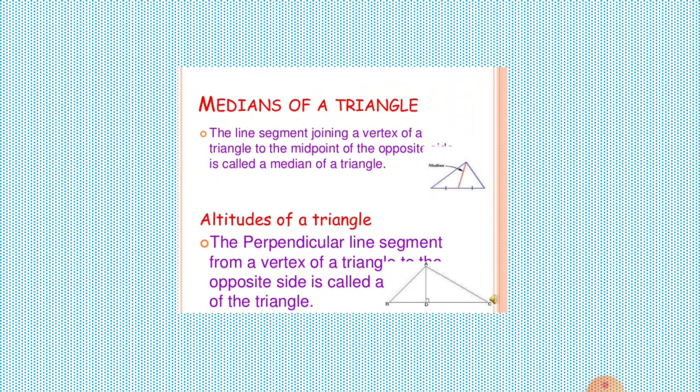Altitude of a triangle, the perpendicular line segment. So perpendicular line segment means, for example, A to D. That is called a perpendicular line segment from a vertex of a triangle to the opposite side of the triangle.